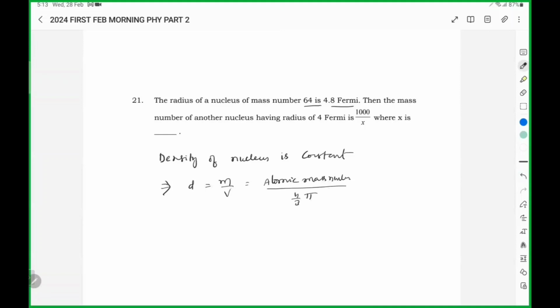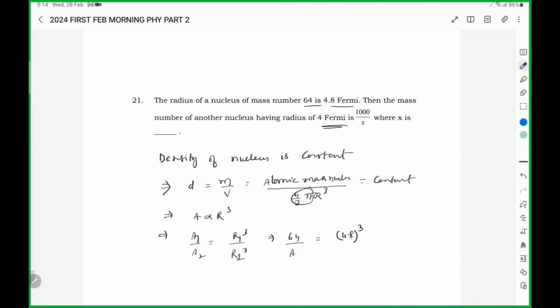Volume is this, which is constant. That means this 4 by 3 pi is constant. A is proportional to R cube. A1 by A2 here is, so mass number is 64. And the radius corresponding will be for 0.8 Fermi, because both are in same units, no need of conversion.